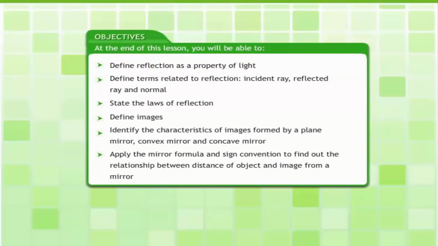At the end of this lesson, you will be able to define reflection as a property of light, define terms related to reflection, incident ray, reflected ray and normal, state the laws of reflection, define images, identify the characteristics of images formed by a plane mirror, convex mirror and concave mirror. Apply the mirror formula and sign convention to find out the relationship between distance of object and image from a mirror.